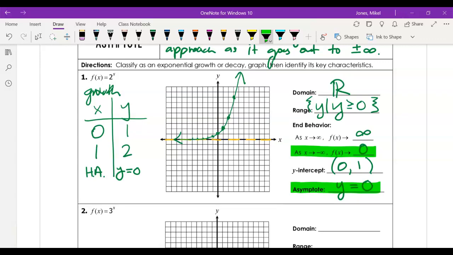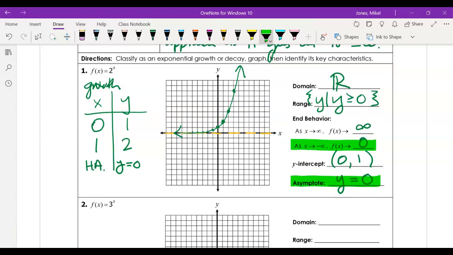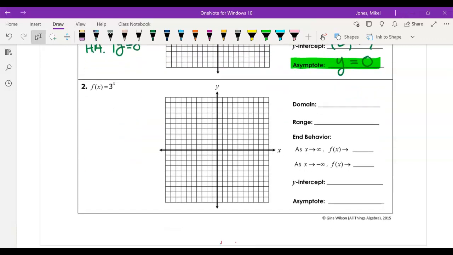Okay? So that's actually technically the definition of a horizontal asymptote, is that it's the values that the graph will approach as you go out to either positive or negative infinity. Okay, so that is a parent function. Okay, let's do another parent function.